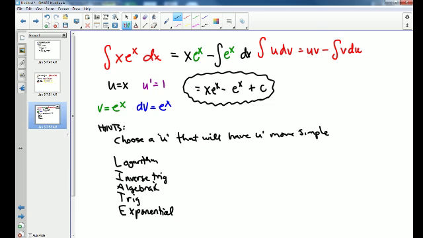Okay, so if we're looking at this one we just did, we have an algebraic and an exponential, right? What's higher on the list? Algebra, so we chose u as an algebra function. Okay, that's why. The guideline is not cut and dry. It's a guideline, but you kind of have your idea there.